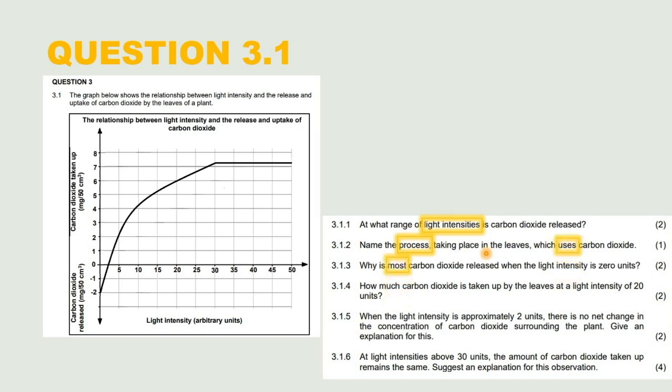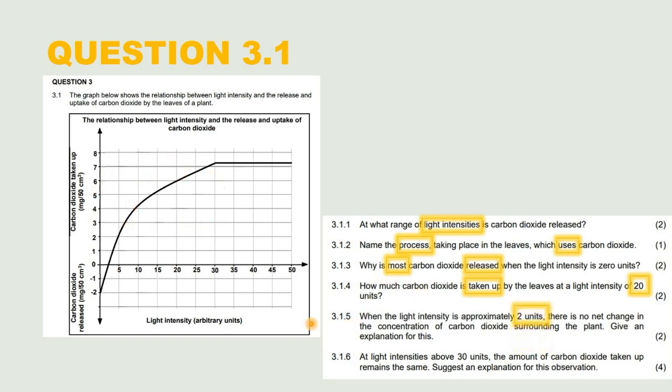Then question 3.1.3, why is most carbon dioxide released when the light intensity is at 0? When the light intensity is 0. Then 3.1.4, how much carbon dioxide is taken up by the leaf at the light intensity of 20? You'll go to your graph, you will look at 20, and then you will compare it with the carbon dioxide that is taken up. So you will look at the top part of your graph.